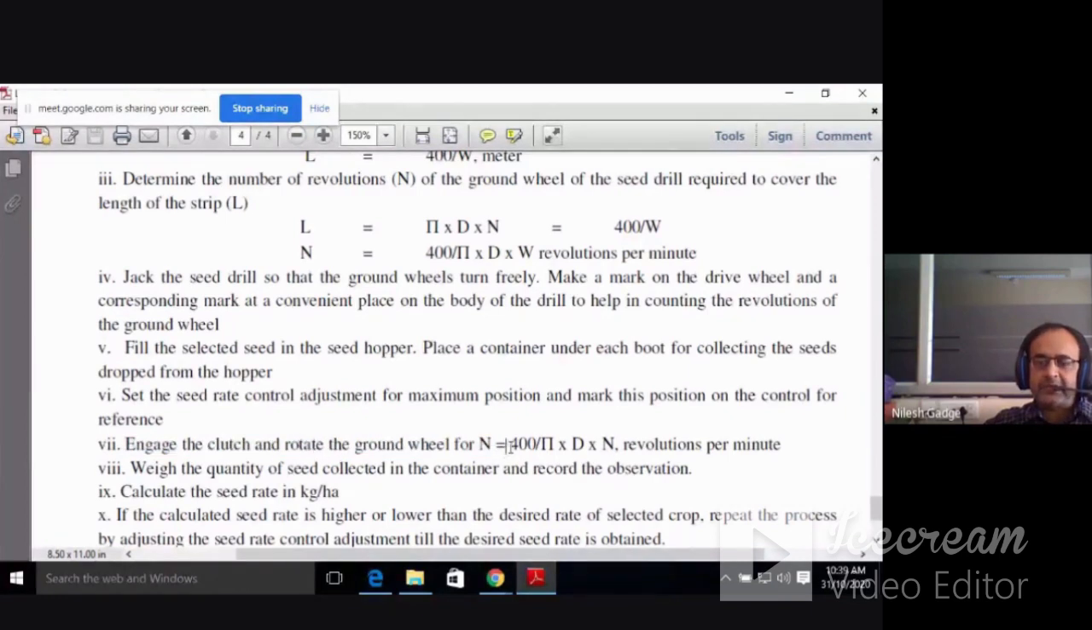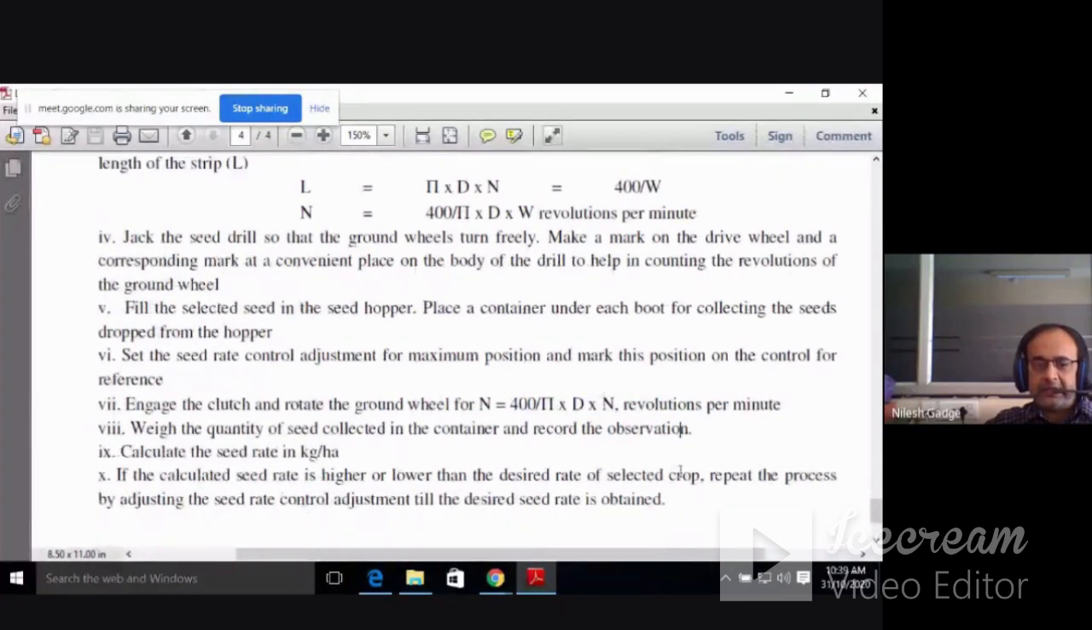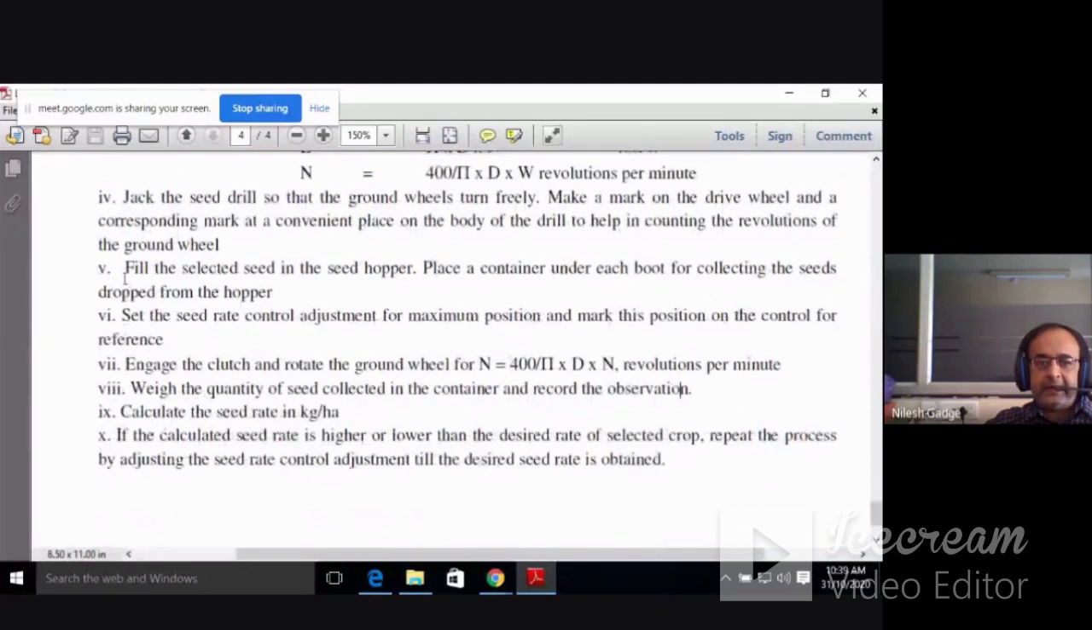आपण number of revolutions आपले जे काढले होते त्याच्यासाठी आपले 255 आलं होतं ते. तर त्याच्यासाठी हे कॅल्क्युलेट करायचं एका मिनिटामध्ये किती रिव्हॉल्युशन पर मिनिट. हे रिव्हॉल्युशन कशामध्ये असतात, आरपीएम. आरपीएम म्हणजे रिव्हॉल्युशन पर मिनिट. एका मिनिटामध्ये किती रिव्हॉल्युशन झाले ते हे करायचे कॅल्क्युलेट. त्याच्यानंतर वे, आता आपण काय म्हटलं आता, हा, weigh the quantity of seed collected in the container, record the observation and calculate the seed rate in kg per hectare.